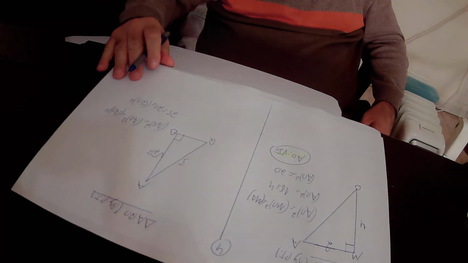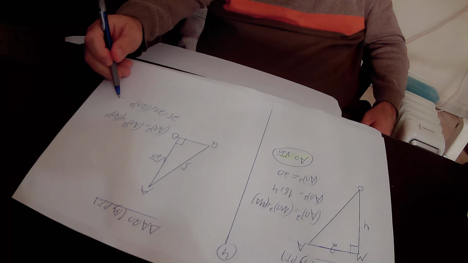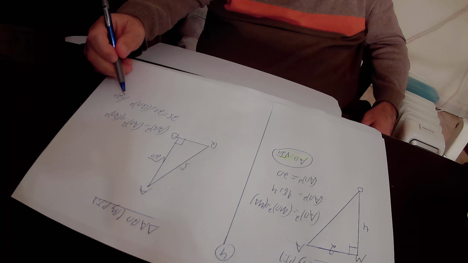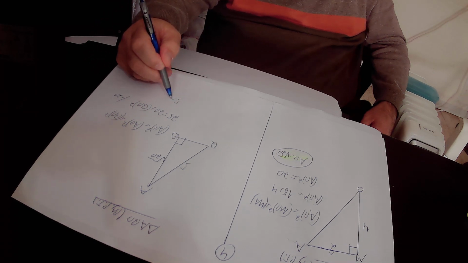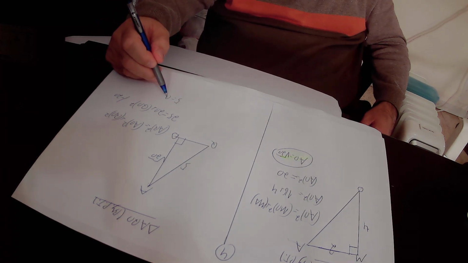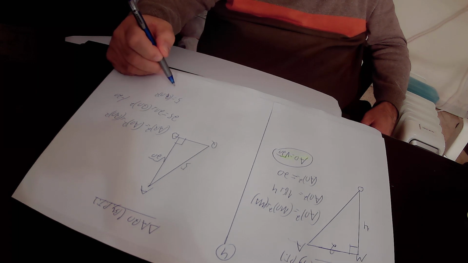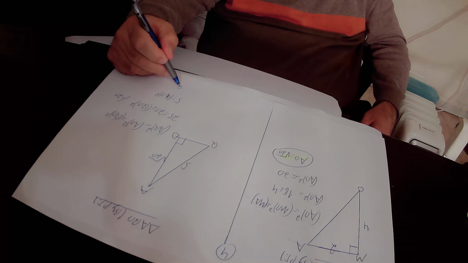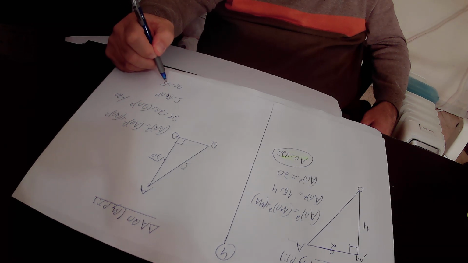Here we subtract 20 from this equation, and we get that 25 minus 20 is 5, so 5 equals QO square. And we take the root of this equation, and finally we get that QO equals the square root of 5 units.